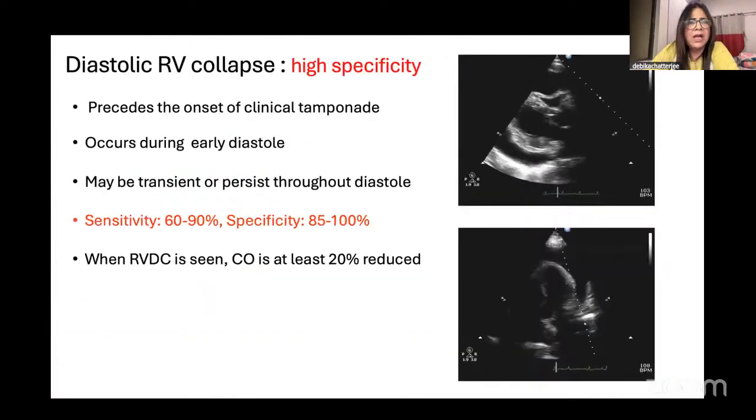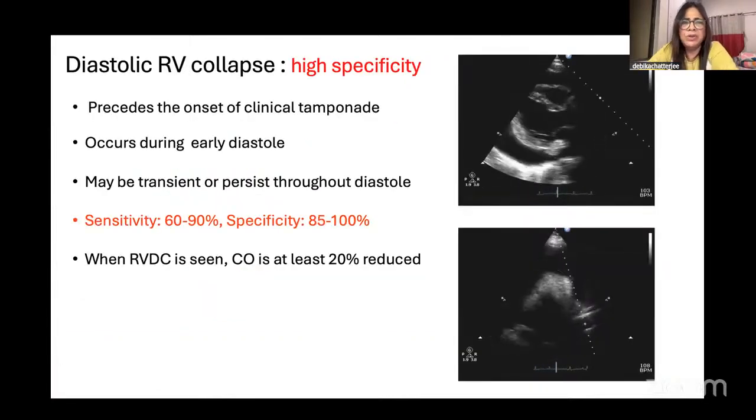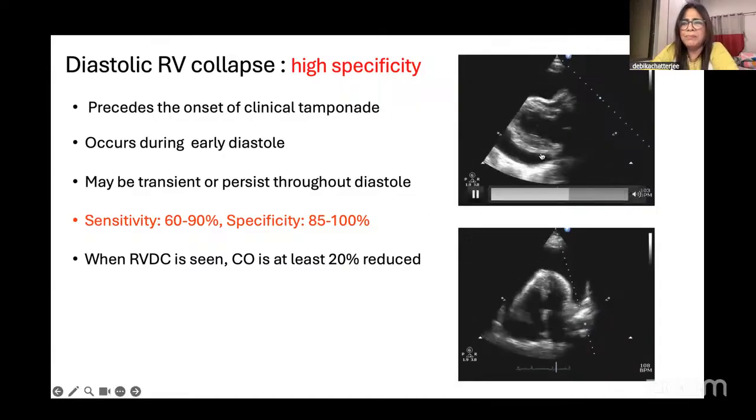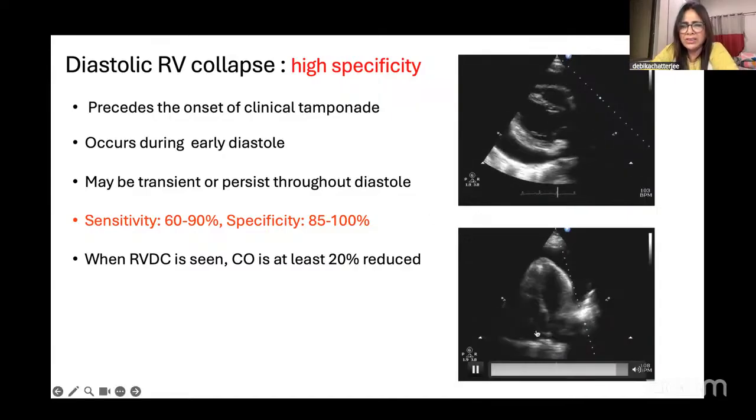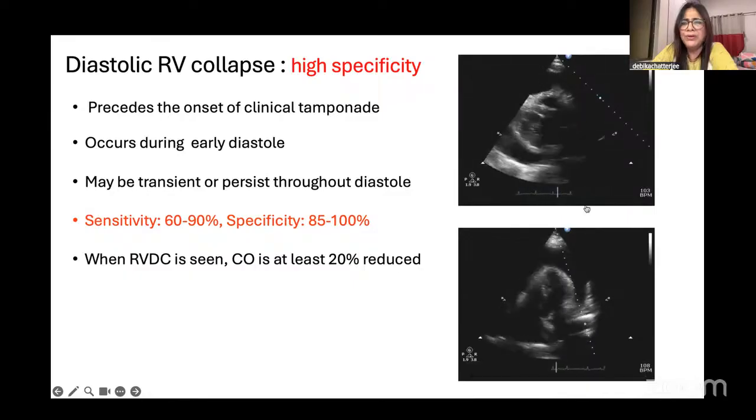Now next, the diastolic collapse of the RV. You see, you can pick it up in the parasternal long axis as well as in apical four-chamber.